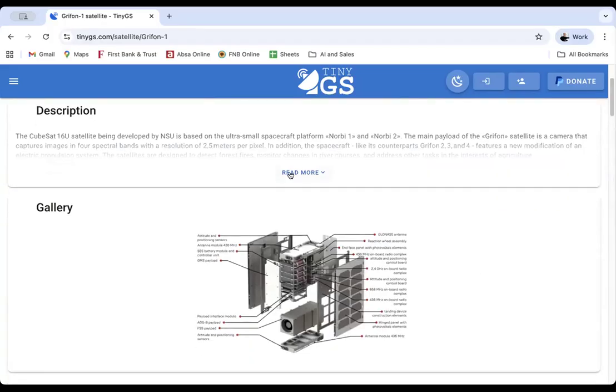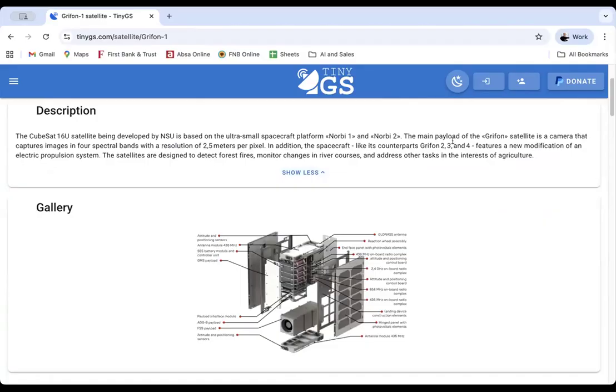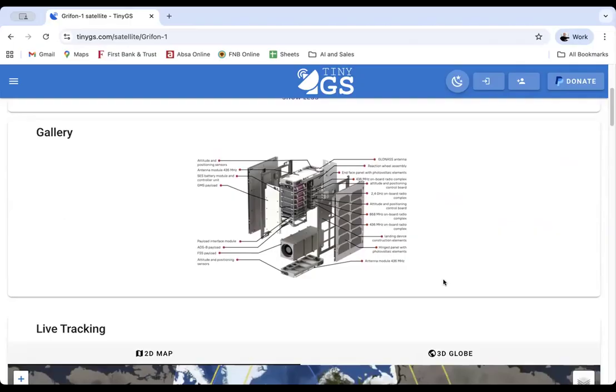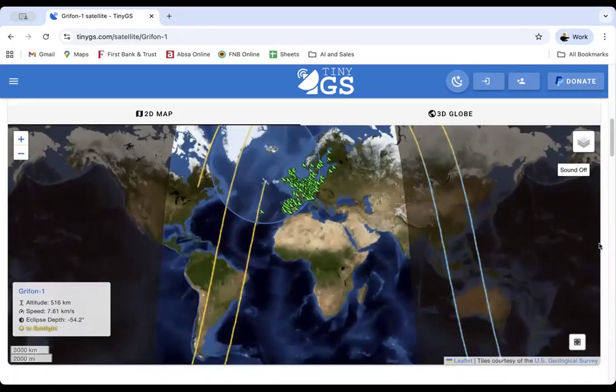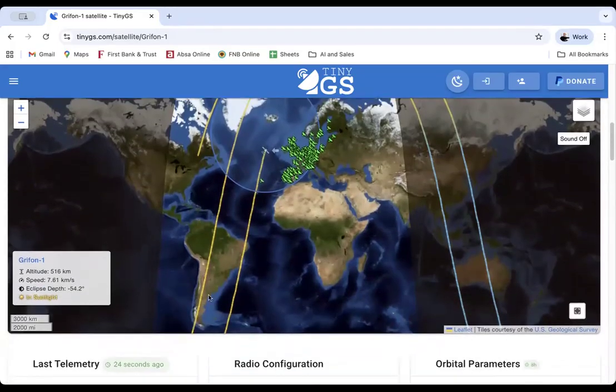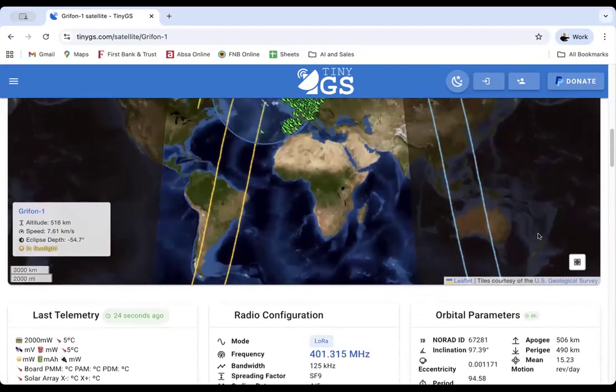Okay, so we can see here it was developed by a university. The satellite is a camera that captures images in 4 spectral bands with a resolution of 2.5 meters per pixel. That's actually quite good. So where is Griffin? It is now in orbit. It's been passing over South America over the last number of orbits, and then on the other side of the world, over Australia at night. Probably in a few hours, it'll pass a few times over the African continent.